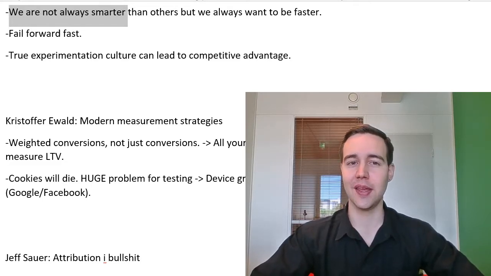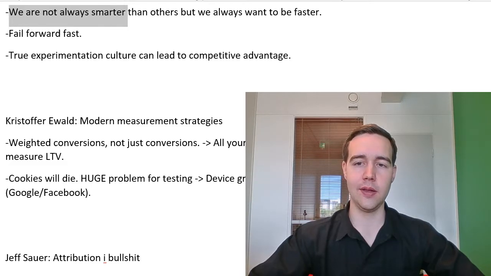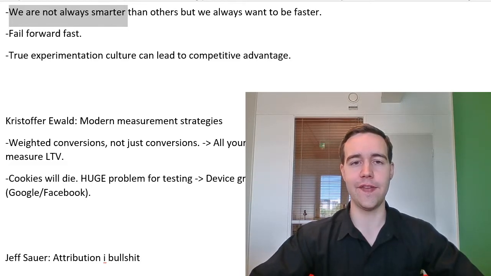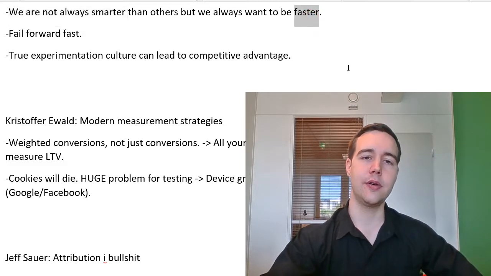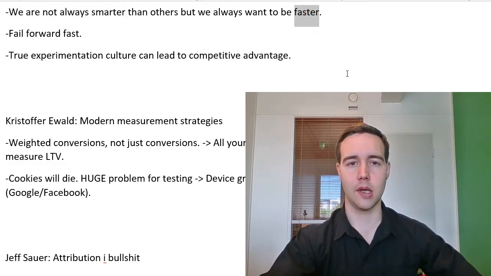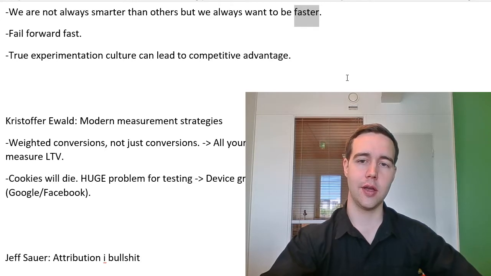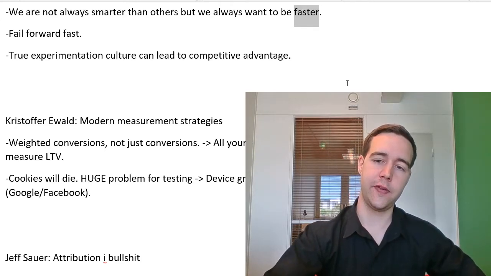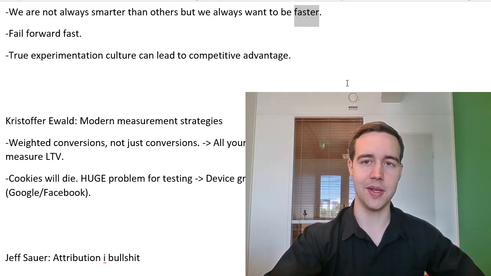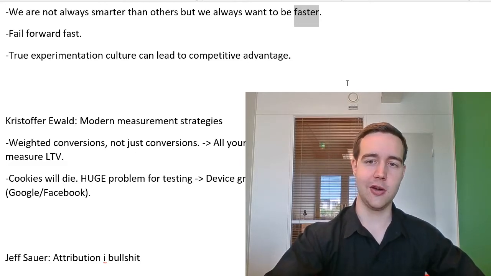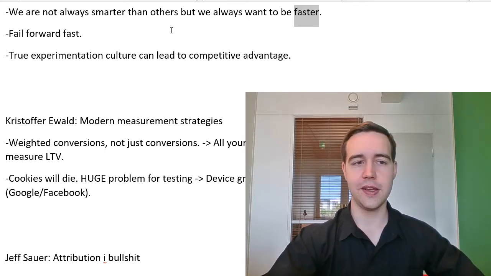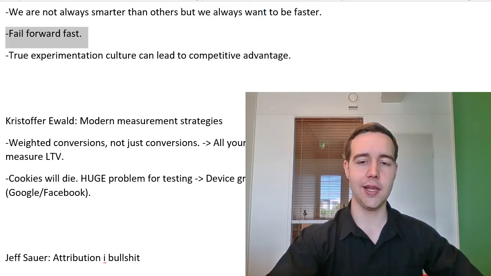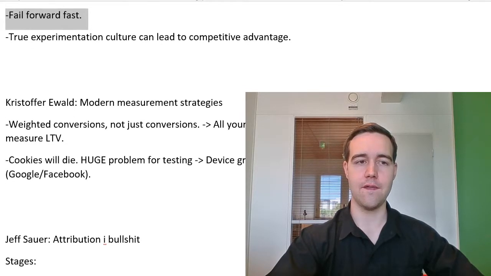Fact. But what we can be, if we're not smarter, is faster. So by being faster, we can learn quicker. And by learning quicker, we can outperform those people that are simply smarter, since oftentimes smart people may not be great learners. So the idea here: fail forward fast.